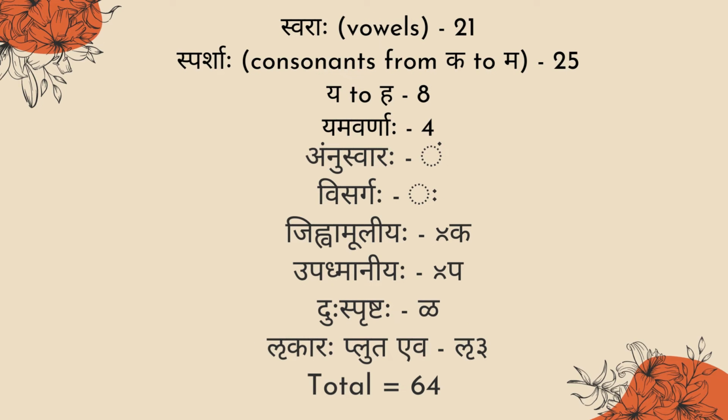So here is what we have got from the 4th and 5th shlokas of Panineeya Shiksha. 21 swaras, 25 sparshas, Yadayah is 8, Yamavarnas 4, Anuswaraha, Visargaha, Jihvamuliyaha, Upadhmaniyaha, then La and Pluta Likara. Totally there are 64 Varnaha, that is alphabets.